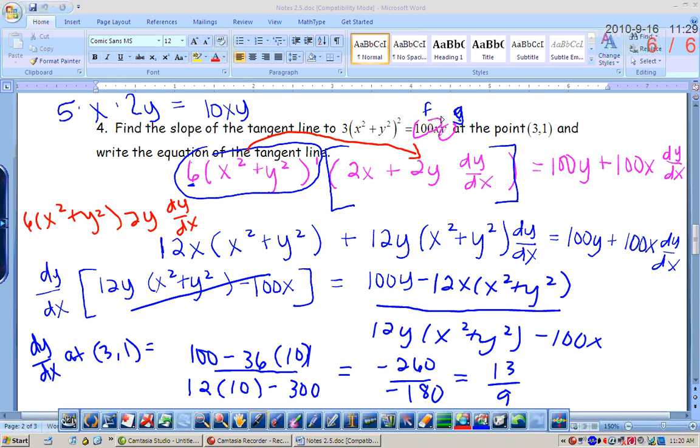Okay, so then the equation of the tangent line would be y minus 1 equals 13 ninths times x minus 3. It's a lot of work. And that's pretty much as hard as it gets.